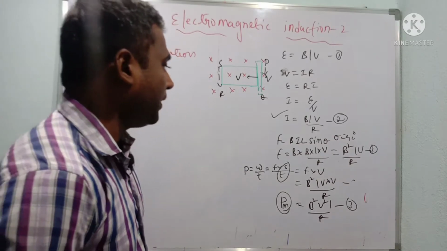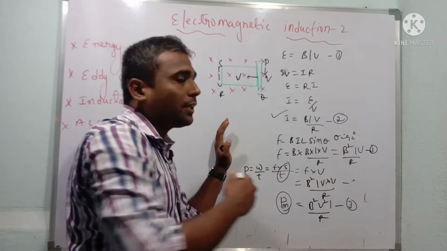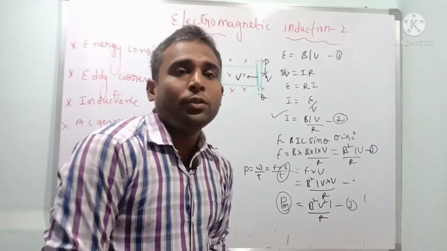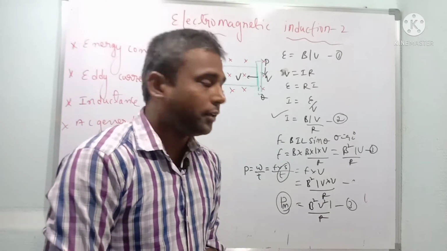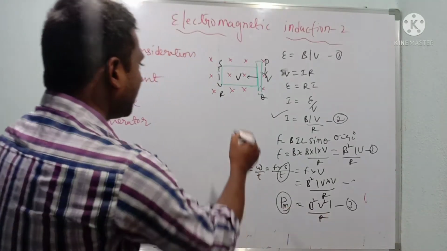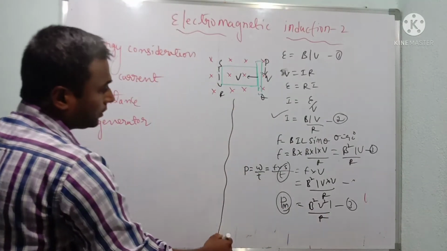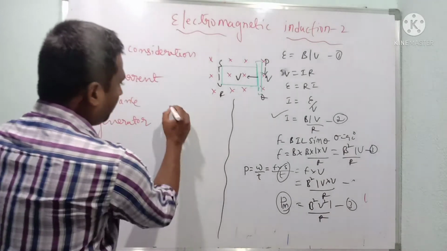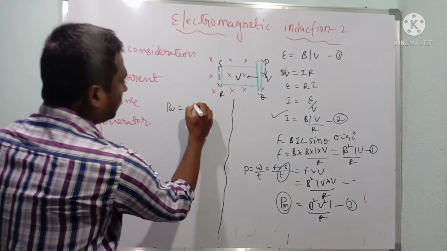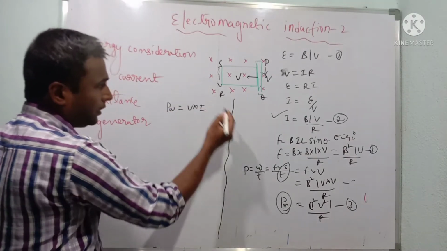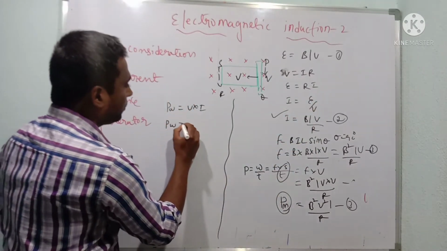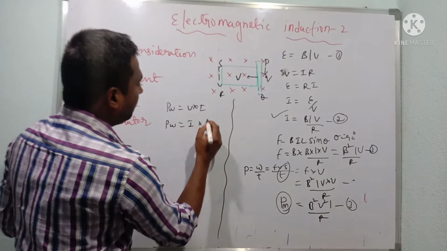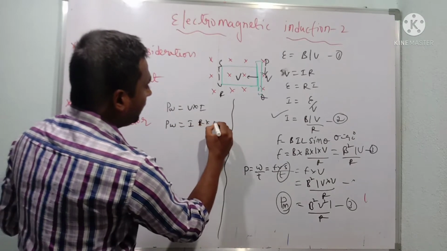Now what is going to happen? I want to find it in terms of electrical energy. We know Joule's law, that is P is equal to I square into R. So this is called equation 3. I am going to write here. According to electrical power, that is V into I, but from Ohm's law V is equal to I into R, it becomes P is equal to I R into I.